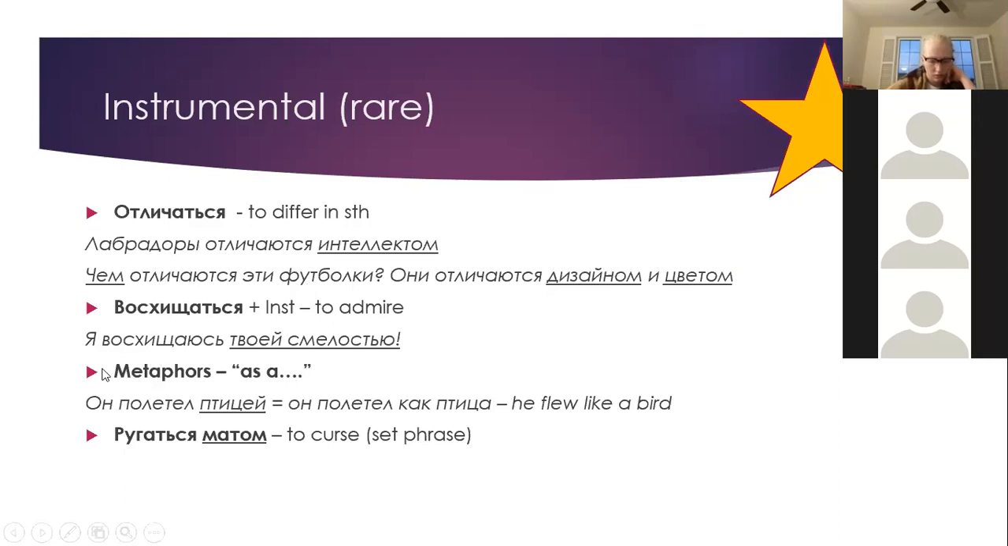And these two are like super rare, but I thought, yeah, I might as well throw them in. Metaphor. You see this in Russian literature a lot. Poetry, mostly. Он полетел птицей would be he flew like a bird. Yeah, как птица. And a set expression, which is good for your spoken Russian, ругаться матом, to curse by means of curse words. Yeah, матом. It means you just basically curse.